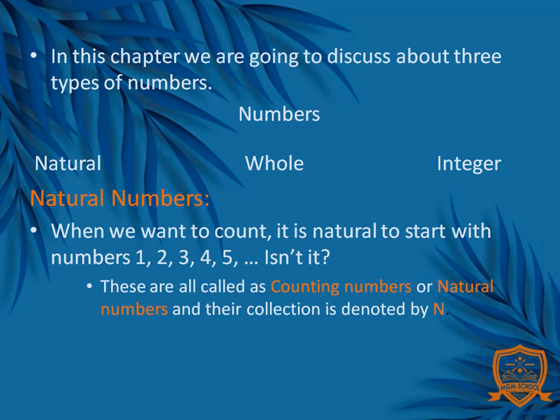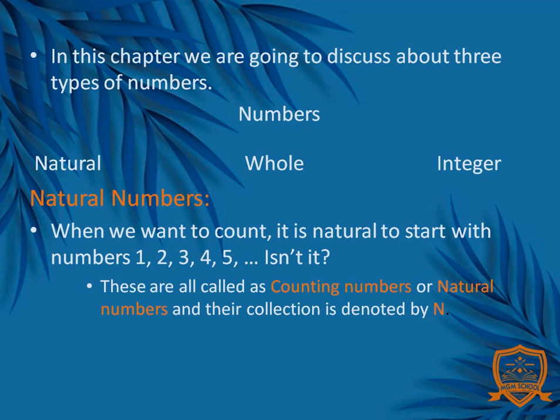When we want to count, it is natural to start with the numbers 1, 2, 3, 4, 5 and so on, isn't it? Let me give you an example. If you have 5 pens, how will you start to count? You will start with 1, 2, 3, 4, 5. Right? The same way, when you start to count, you start with the natural numbers 1, 2, 3, 4. That's why they are called natural numbers. These natural numbers are used for counting, so they are called counting numbers.